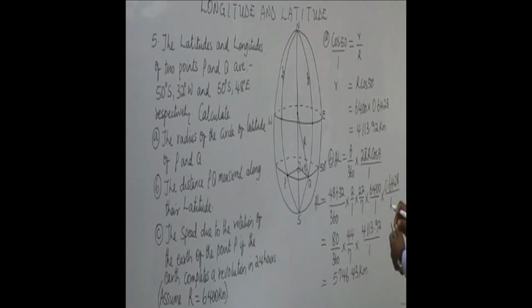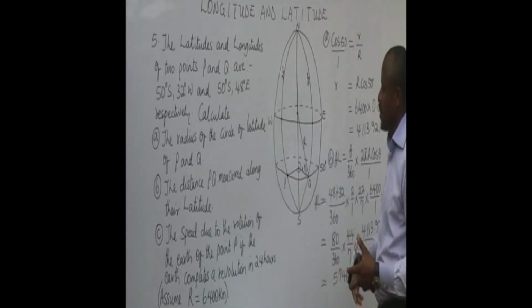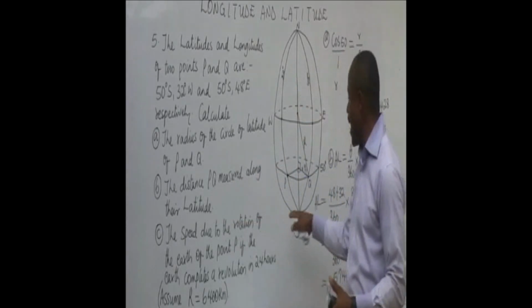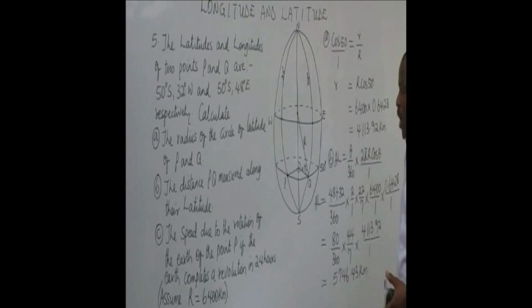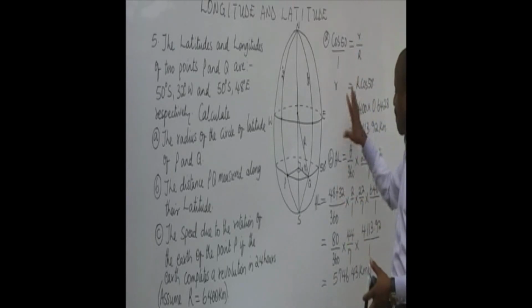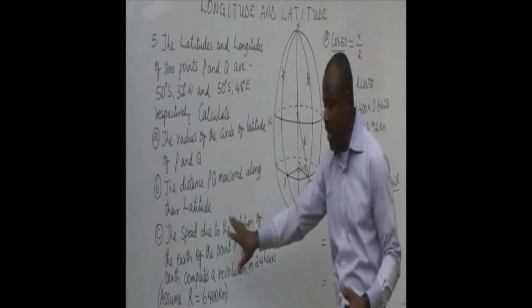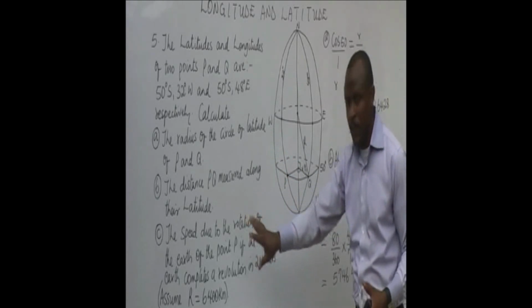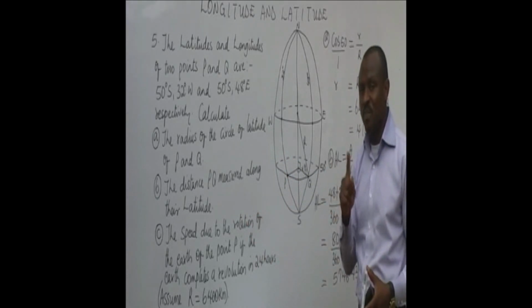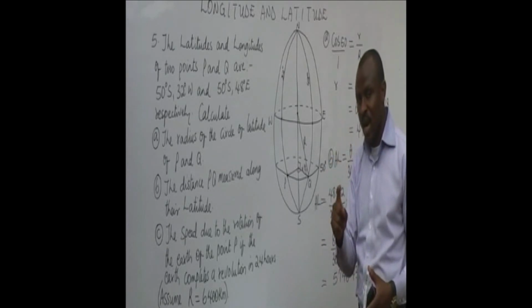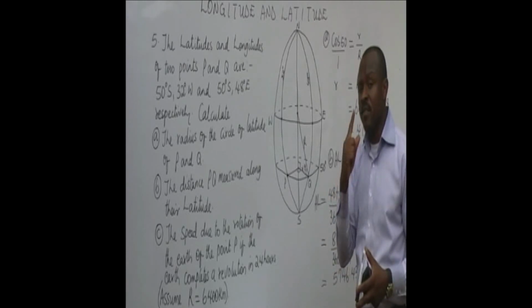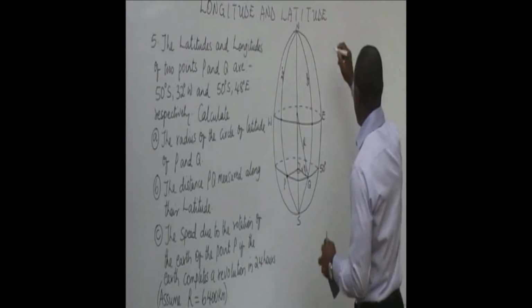So this is the distance of the arc PQ, which is the same thing as the distance of PQ measured along their latitude. We are going to clean this question A and B so that we can do question C. Remember, I told you the caption of this question is because of question C: how to calculate the speed about a particular point on the globe based on what it takes for a complete revolution to be made. Let's do question number C.